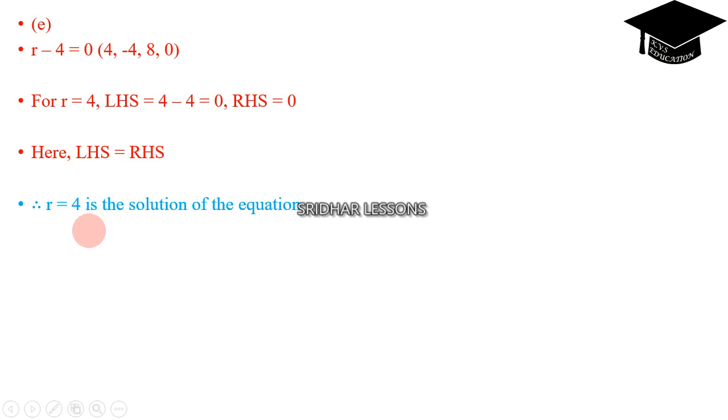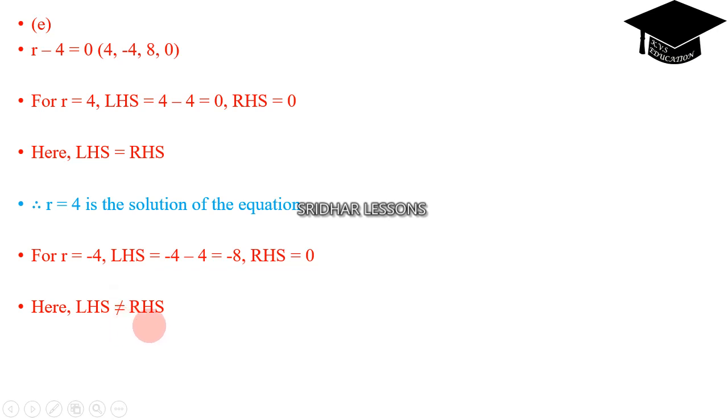Next we will check for R equals minus 4. If you put the value minus 4 in the place of R, LHS is minus 4 minus 4, which is equal to minus 8. RHS is equal to 0. Here LHS is not equal to RHS. Therefore, R equals minus 4 is not the solution of the equation.